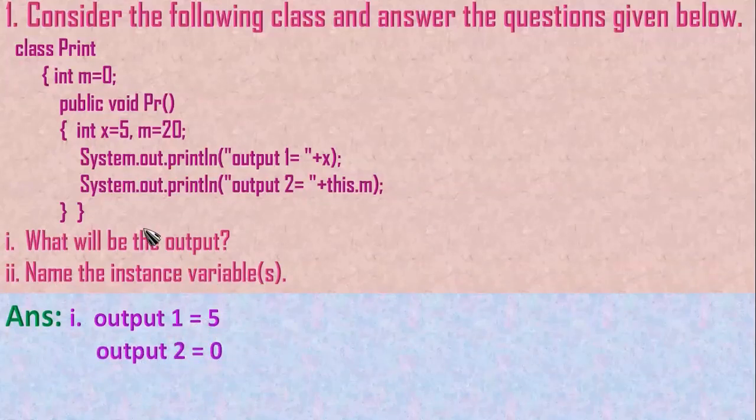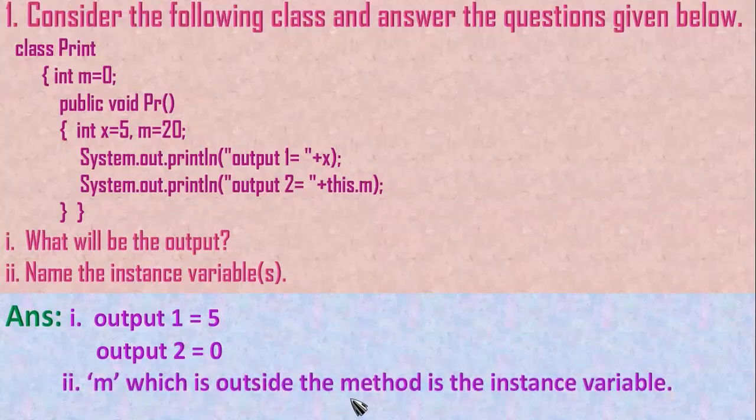Name the instance variable is the second question. Here m, you can see m even inside the method. So we have to write m, which is outside the method, as the instance variable.